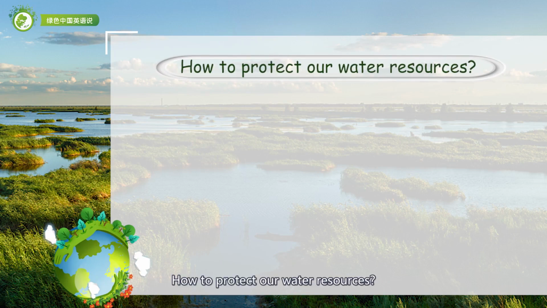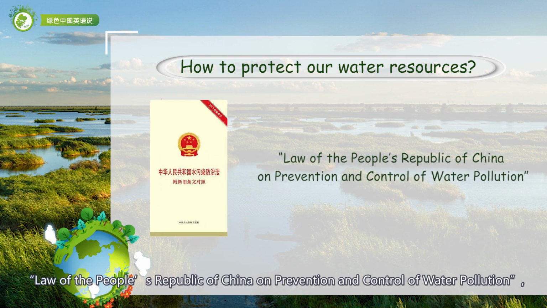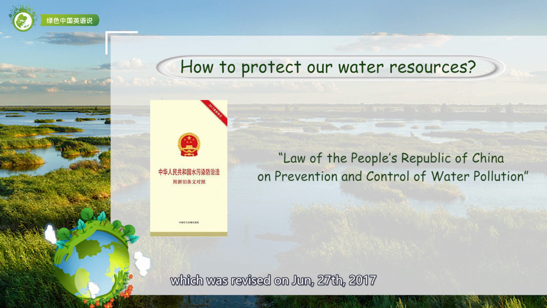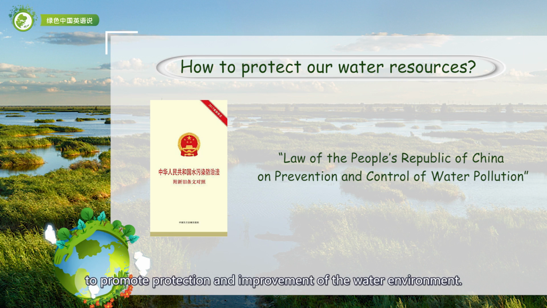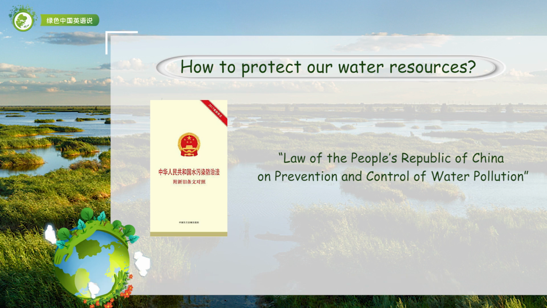How to protect our water resources? China has issued the Law of the People's Republic of China on Prevention and Control of Water Pollution, which was revised on June 27, 2017, to promote protection and improvement of the water environment. To maintain public health, water must be carefully managed in every part of the water cycle.